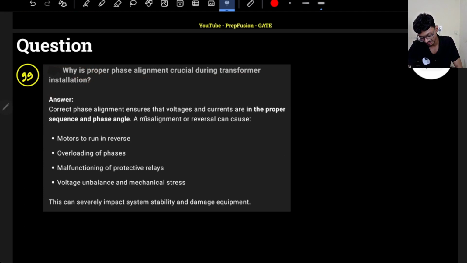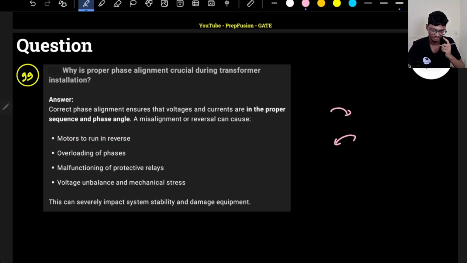Proper phase alignment ensures that the voltage and current are in proper phase sequence and phase angle. A misalignment or reversal can cause motors to run in reverse direction. This we will learn in the induction motors chapter. If phase sequence is changed, then if it was supposed to rotate in the clockwise direction, now it will rotate in the anti-clockwise direction, which is obviously undesirable, right? So overloading of phases will happen if I don't properly align the phase.